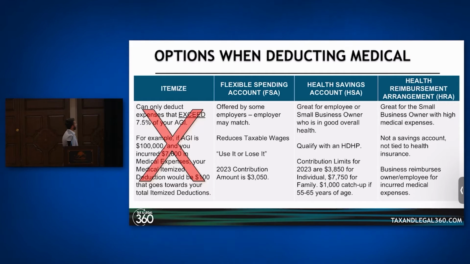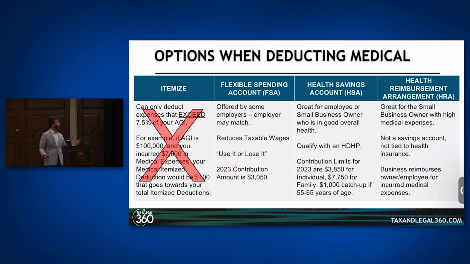The second method is through a flexible spending account. Who's heard of a flexible spending account? Okay, good. So these are typically offered if you have like a W-2 job, maybe not yourself, perhaps your spouse has a W-2 job, and you have a flexible spending account offered by your employer. So these are one of those plans where it's great, but it's a use it or lose it plan.